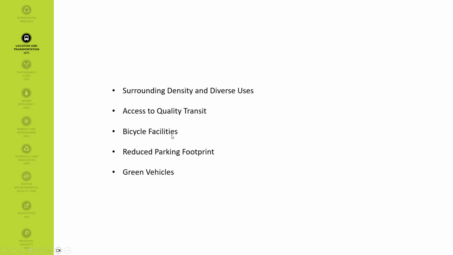Bicycle facilities. If you can provide bicycle facilities, you will get credit. Can you do anything about that in your design? Probably yes. You can provide some bicycle facilities and help to make your building a little bit more sustainable. Reduce parking footprint or provide some facilities for green vehicles.